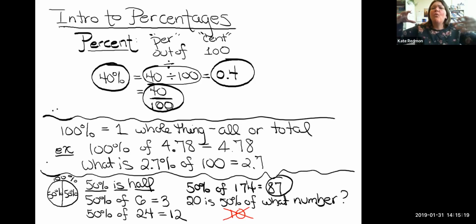20 is half of what number? What number would I have to have in order to get 20? Let me draw a little picture of that. So I have something going on. And if I take 50% or half of that, I get 20. 20 is half of this.